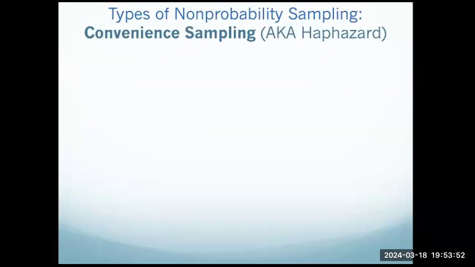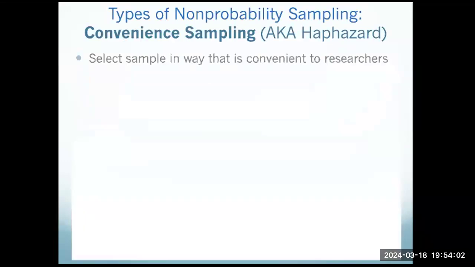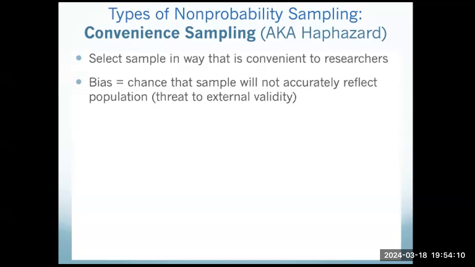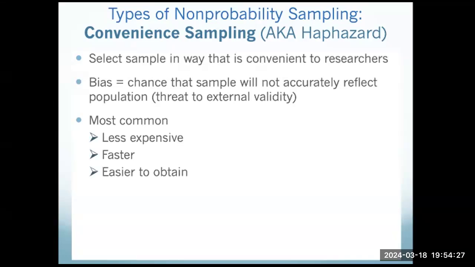Convenience sampling is the most frequent type of sampling we have, right? It's also known as haphazard sampling. In this one, the sample is being selected in a way that's convenient to the researchers. That's why it's called convenience sampling. The problem with it is that you could be biased, right? There's a chance that the actual sample you get does not reflect the population, which becomes a threat to external validity. But it's still common, right? Because it's less expensive, it's faster, it's easier to obtain.